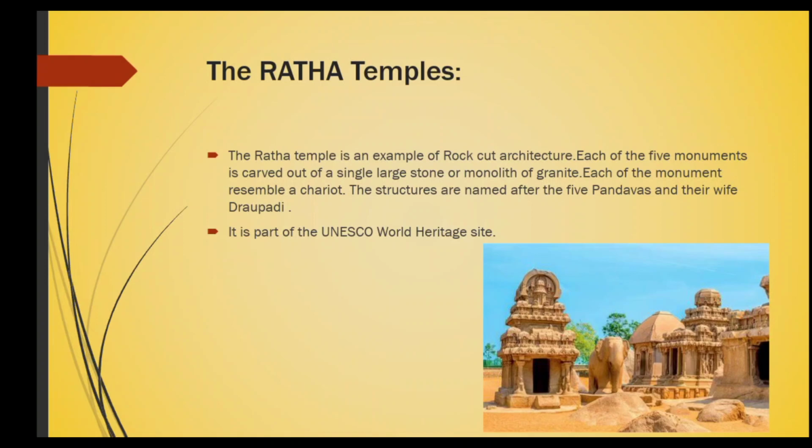Each of the monuments resembles a chariot. In the bottom right, we could see the 3 monuments which were driven by the elephants. It just looks like a chariot of the king, right? So that's how we know about this chariot.